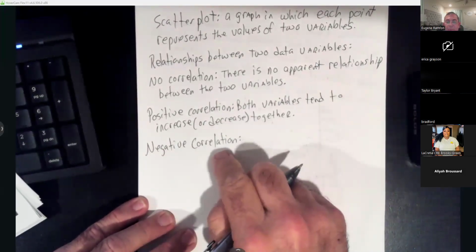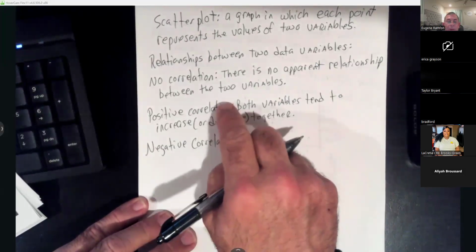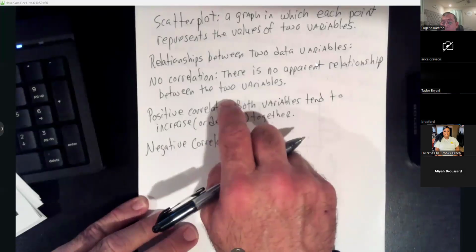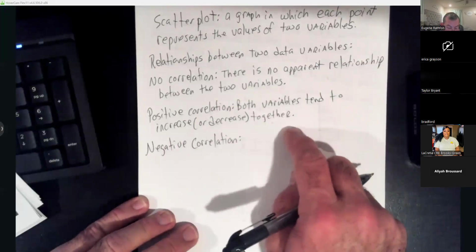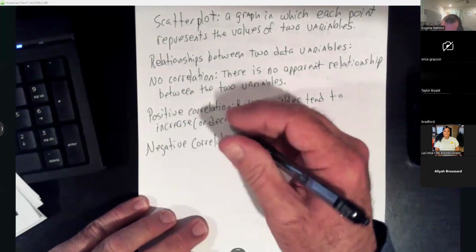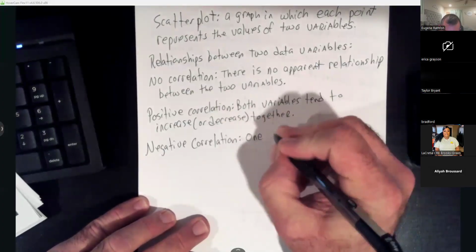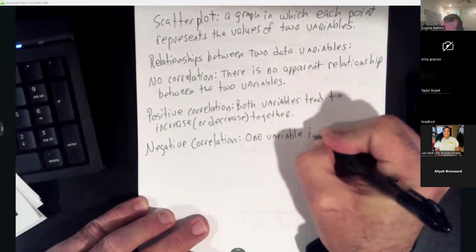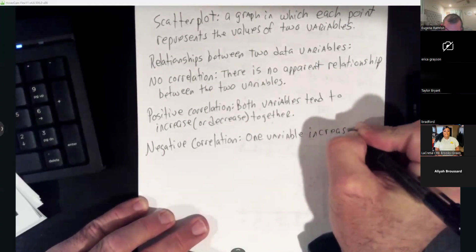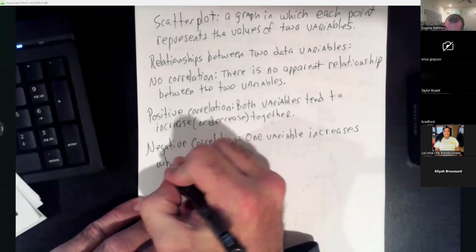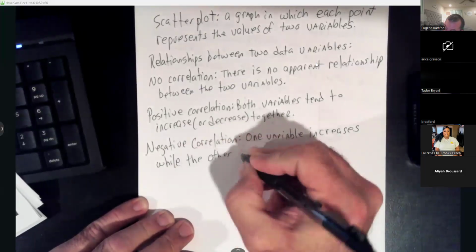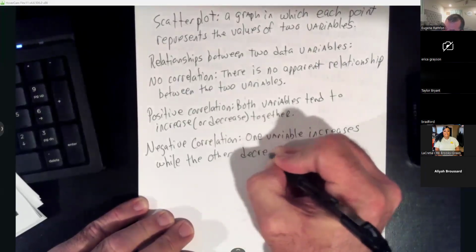Negative correlation was like the gas example. As the prices went up, the usage, or how much we bought, would go down. So that'd be a negative correlation, where one variable increases while the other decreases.